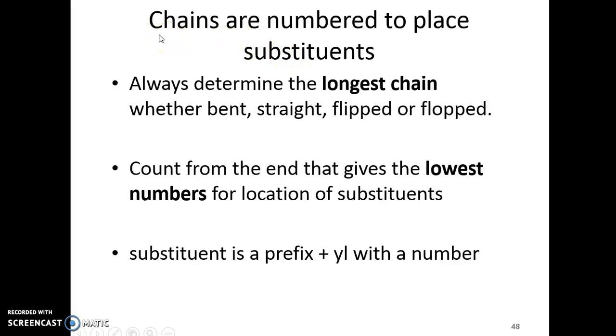To place our substituents so that we're very precise in conveying the structure of the compound, we always find the longest chain, whether it's bent, straight, flipped, or flopped. It's whatever connection of them all in a row is the longest. Then we number so that we get the lowest number for the location of the substituents. And the substituents are the same prefixes that we use for the chain, but instead of having "ane" on the end, they have an "yl" on the end. And we put a number to say where it is.